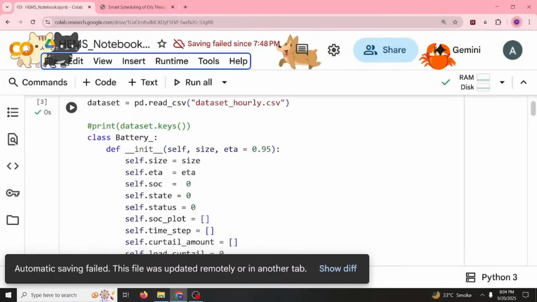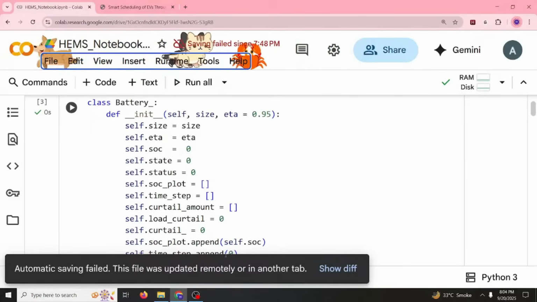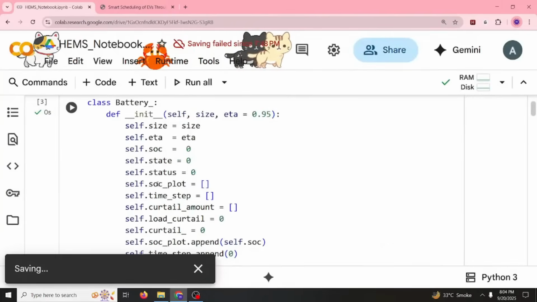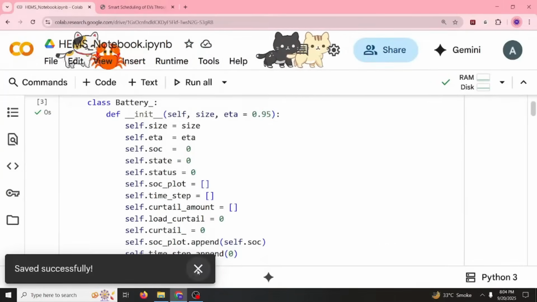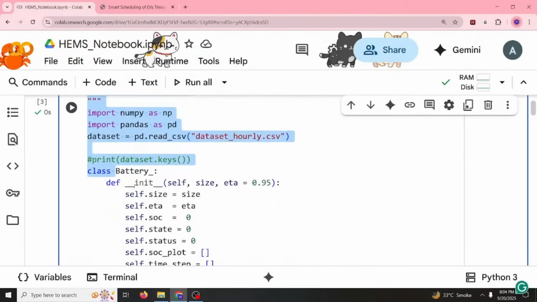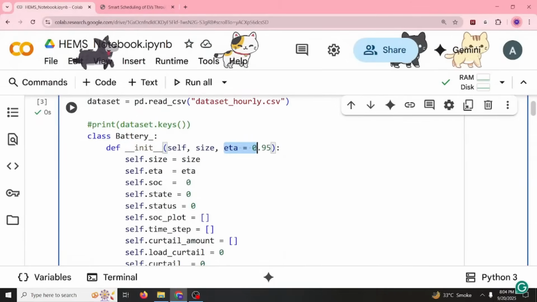Here in our code, here is our battery module. Let me just close it. So difference and save changes. Okay, so the battery class is an object-oriented class.